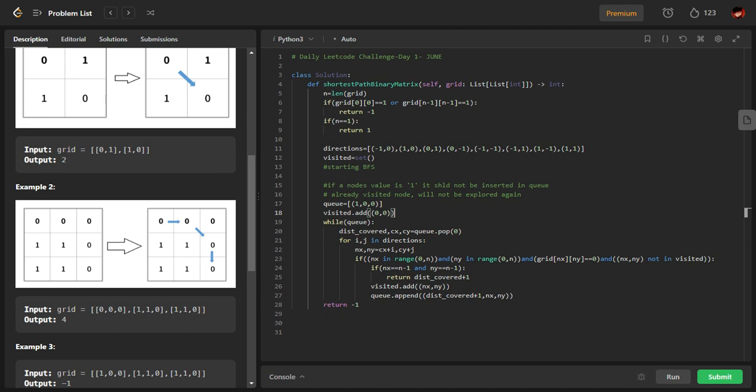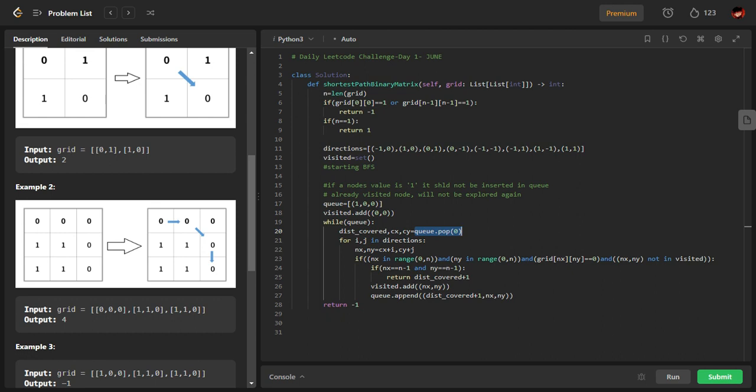Now this loop will run till the queue is empty. Initially only 0, 0 is present in the queue. As I already told you, the first value is the number of nodes visited till now, and it's also the distance. Similarly, the next two are the x and y index of it. Then I will run this loop till the queue is empty. First, I will pop an element out, in this case the 0th index.